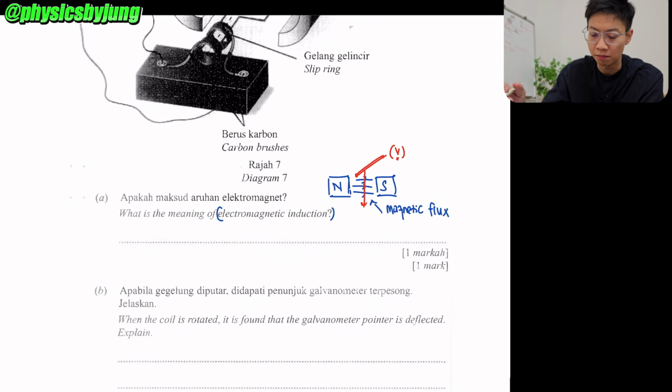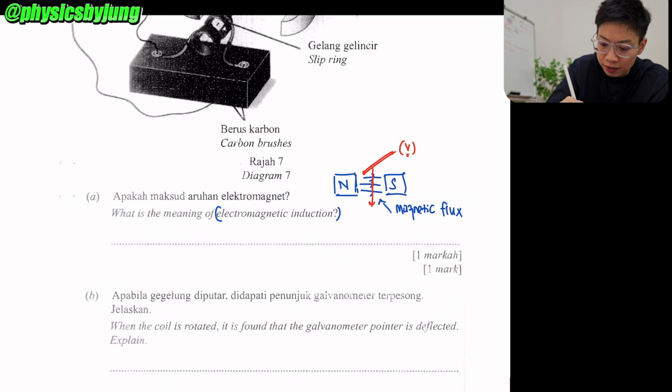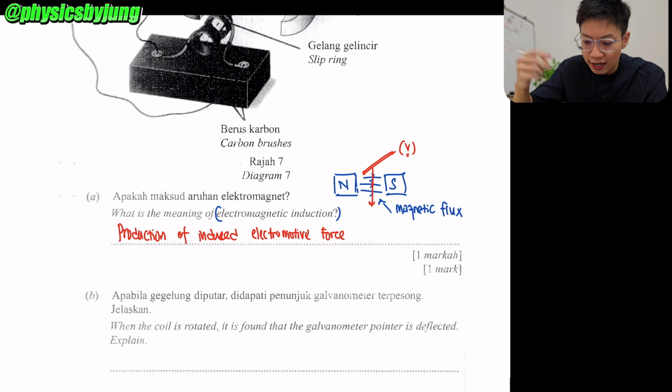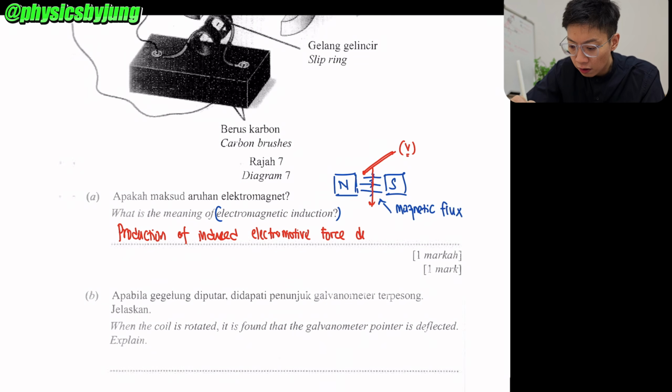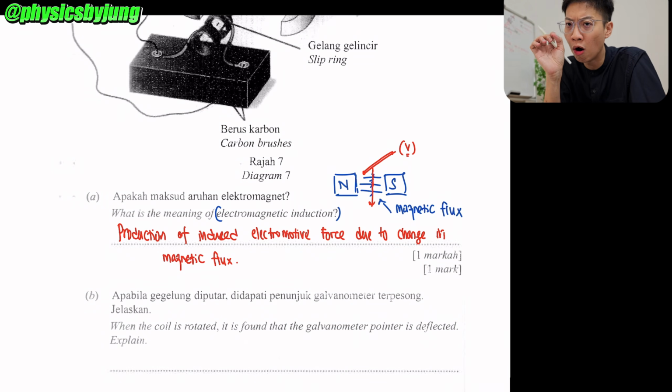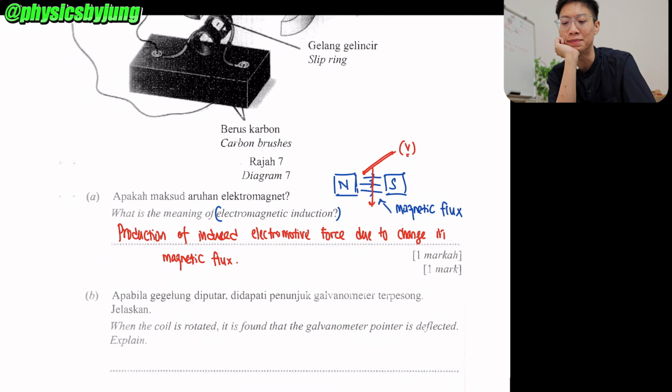Okay, how to use proper terms? So we will say that electromagnetic induction is the production of induced electromotive force due to change in magnetic flux. Okay, now of course some of them will say cutting of magnetic flux. Okay, change is a more proper term. Alright, due to change in magnetic flux. So the change is actually the cutting of magnetic flux.